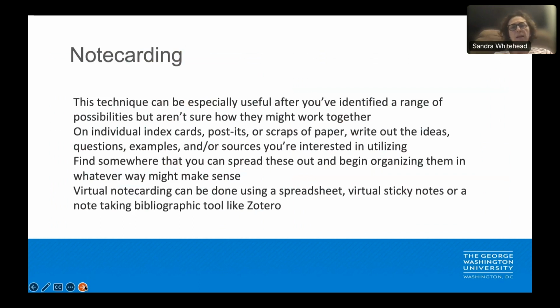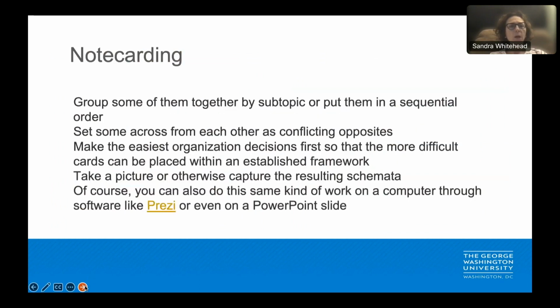Note carding can, as I said, be useful after you've got a range of possibilities. And you can also use bibliographic tools like Zotero or RefWorks or virtual sticky notes, which are also pretty cool. Grouping your cards or your sticky notes together and making them into some kind of sequential order can also sometimes help you see which things conflict and which things go together, which things you might need to explore more because you don't have enough information on them. And of course, you can always do this in something like a PowerPoint or Prezi or even in a story map.